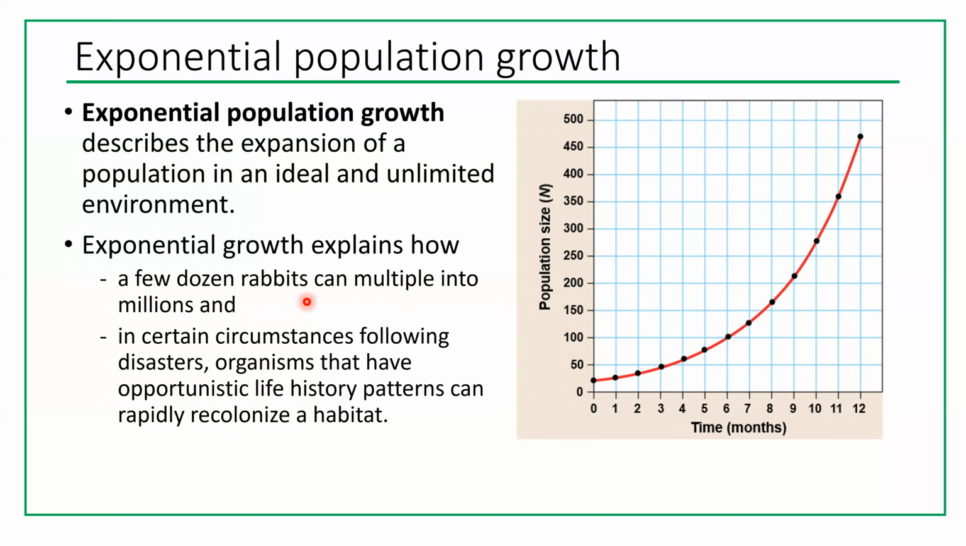And in certain circumstances following disasters, organisms show this exponential population growth, especially the ones that have an opportunistic life history, right? So actually all populations would grow like this. If we have enough resources, any population will show this exponential growth.